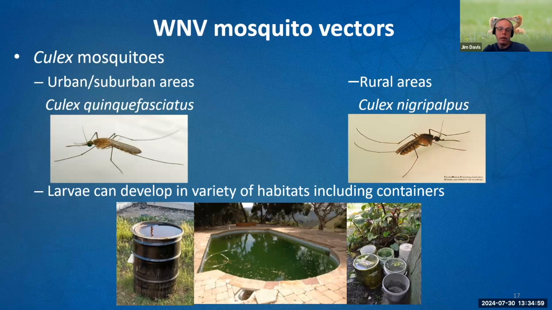The larvae can develop in a variety of habitats. So I've seen pools like this. I mean, you might as well just put mosquito fish in there and take care of the mosquitoes. And we're going to talk about the mosquito fish, the Gambusia.